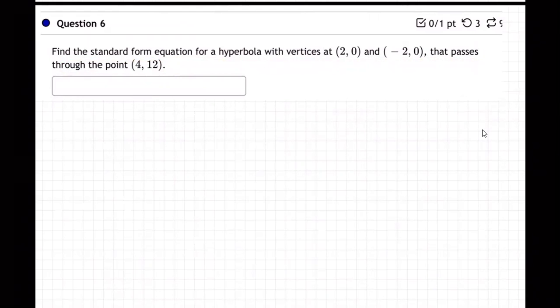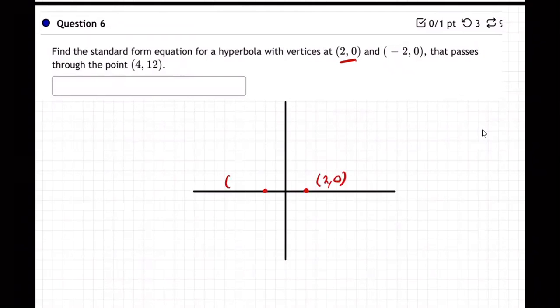Okay, so draw an axis system here. And so (2, 0), that's right here. There's the point (2, 0). And then here's the point (-2, 0). Okay, and this is a hyperbola, it says. So it's a hyperbola that has those vertices.